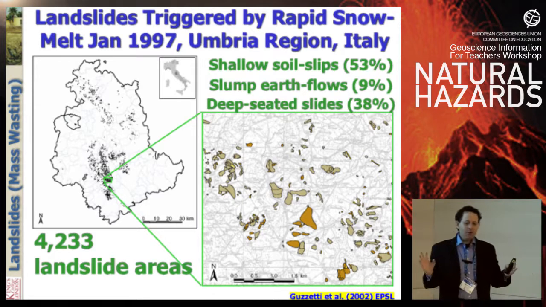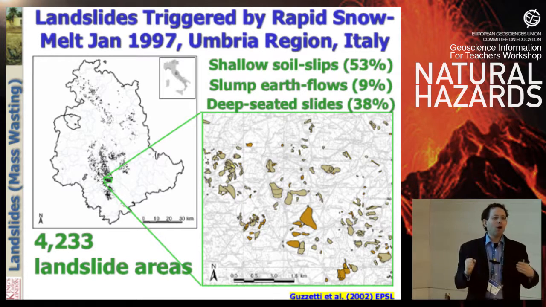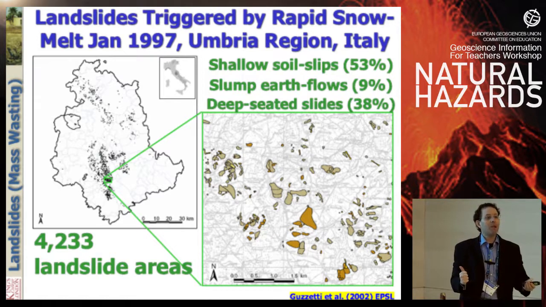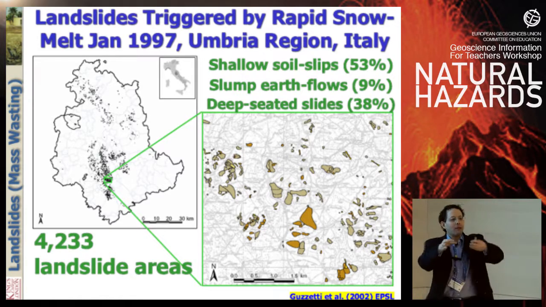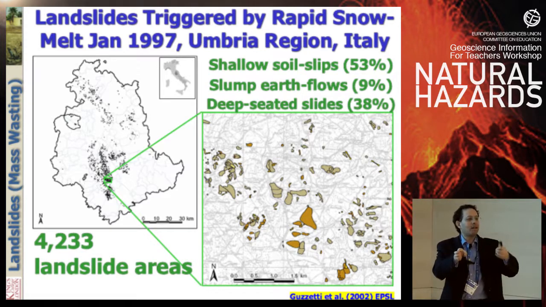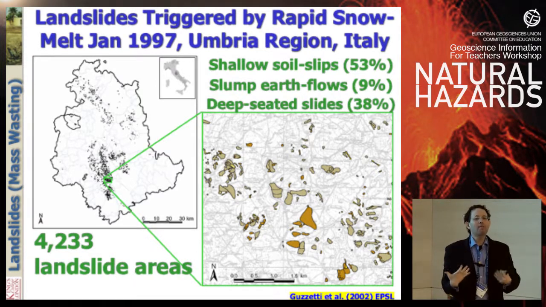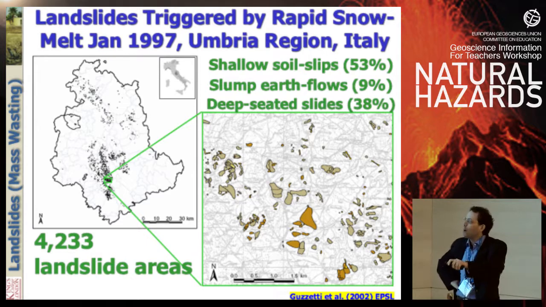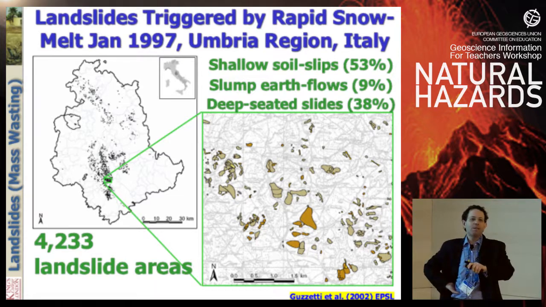Now, when we have landslide events, often for major events the landslide experts will go out and map all of the landslides that occurred. This is a very time-consuming process. Each one of these represents landslides that occurred as a result of the rapid snowmelt in January 1997. So here we have Italy. This is the Umbria region of Italy. Each one of these dots represents landslides, 4,200 of them. And this is an example of some of the detailed mapping.